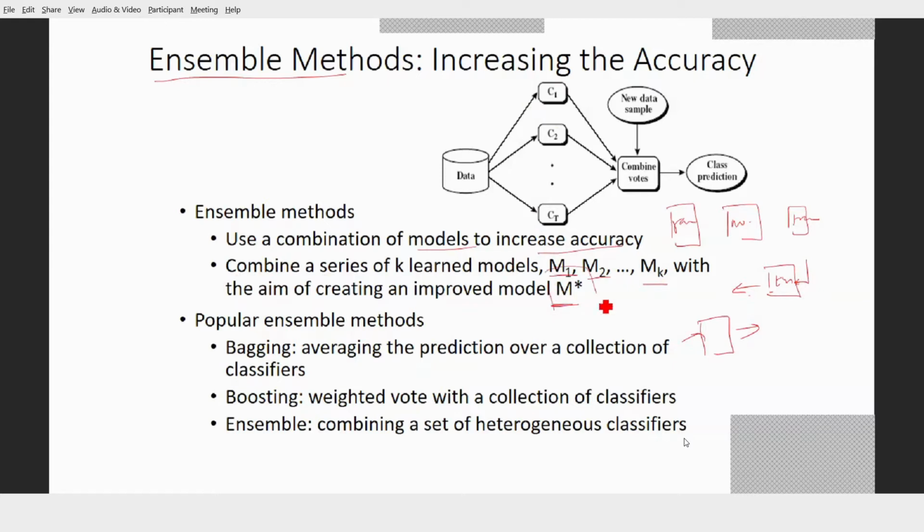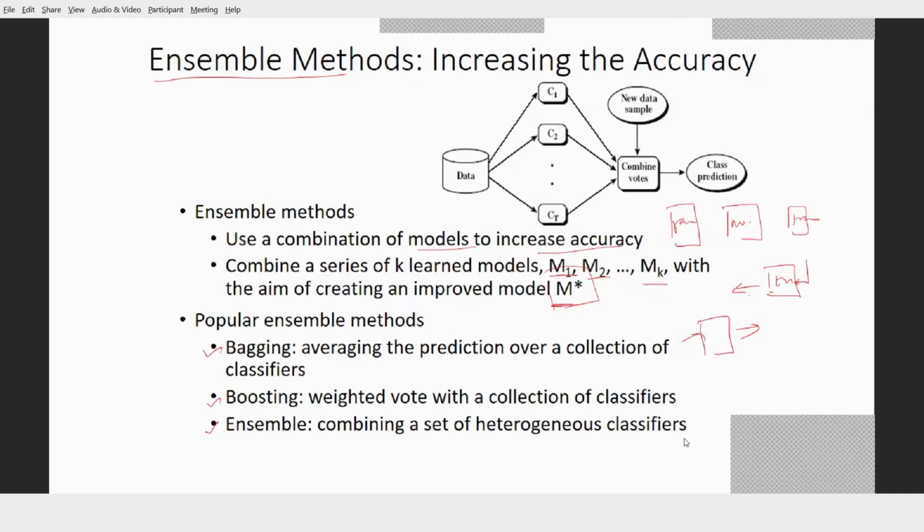So using ensemble methods, we create a combination of different models which is supposed to perform better than each of them individually, right? The most popular ensemble methods are bagging, boosting, and ensemble methods, right? Bagging is averaging the prediction over a collection of classifiers. It is like asking everybody what is your opinion, what is your opinion, what is your opinion, and taking the maximum votes.